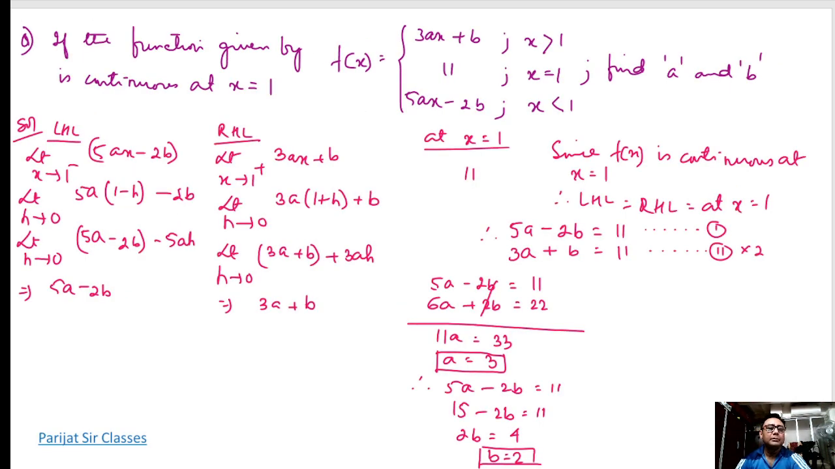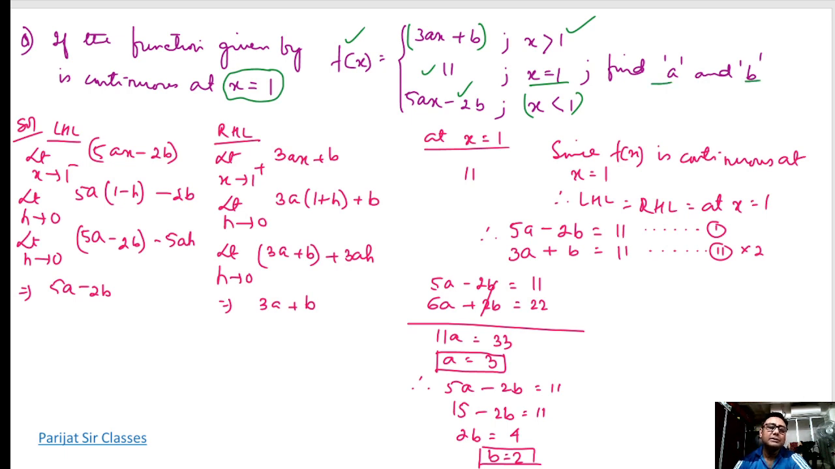Let's see the next sum, friends. This is the function given, and there are three types of things given here. They are telling that f(x) is continuous at x equal to 1. For x greater than 1 I will choose this function, for less than 1 I will choose this function, and at equal to 1 I will choose this function. Find the value of a and b.